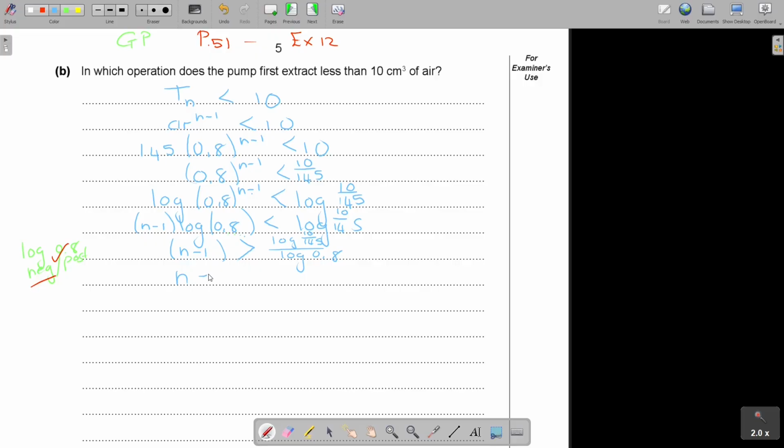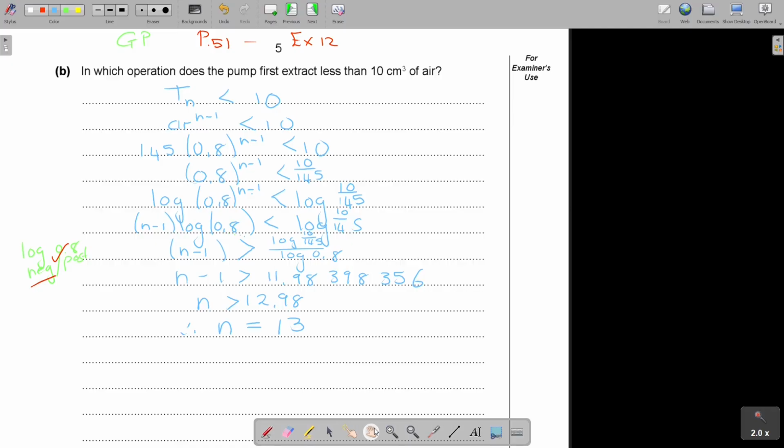So n minus 1, and the value I get on my calculator is 11.98398356. If I take the 1 to the other side, I get 12.98, but it's the first term that's bigger. So therefore, the value of n will be 13. And that's how I do that.